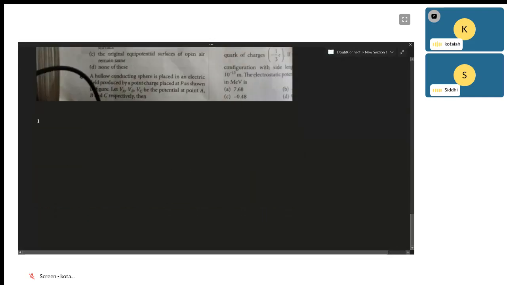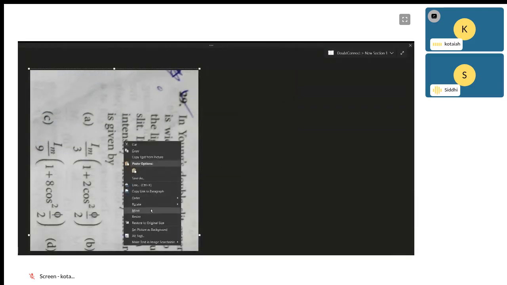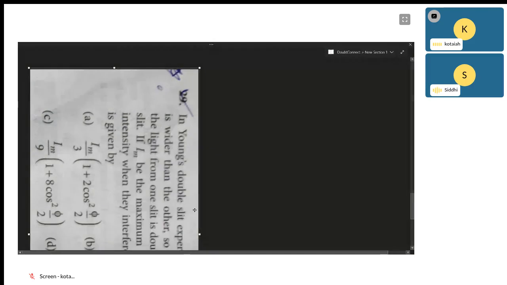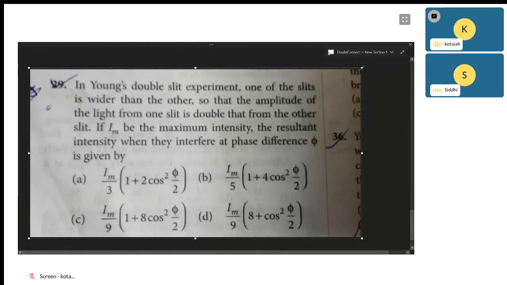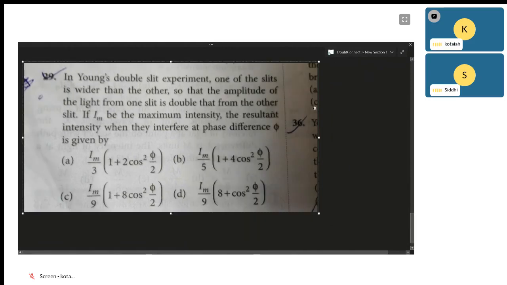So better I'll go with wave optics questions. Most of the students will feel a little bit difficult in these questions, right? I mean, if I read the sentence, I get to know, but still the mathematics part that comes in between, that I find difficult. Okay, fine. Let's solve this question. Visible? Yeah, sir. Okay. Just read the question once, I'll explain.